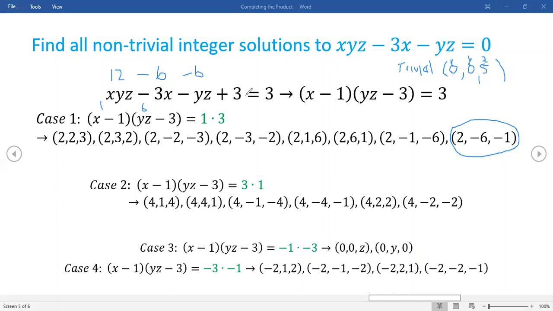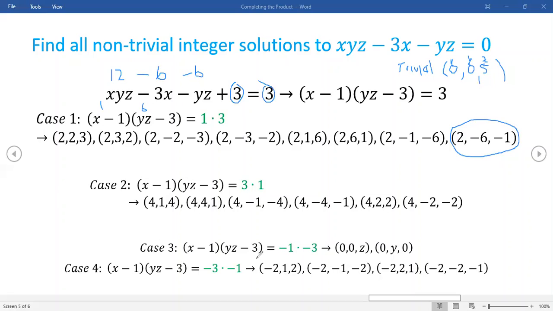Again, this is called completing the product. This little miracle step right here of adding 3 to both sides gives you something that multiplies out and produces a factored state, which we can use in these 4 separate cases. Again, feel free to check some of these others, but I'm pretty sure they're all correct. And let's see right here, I believe we have 1, 2, 3, 4, 5, 6, 7, 8 solutions.